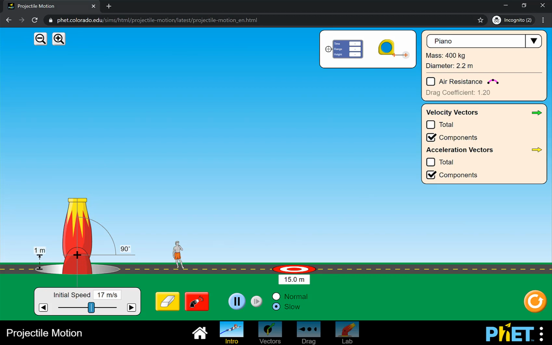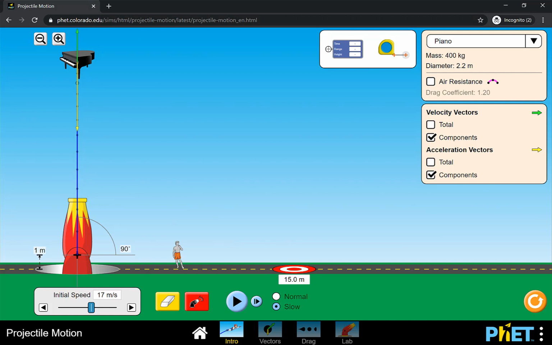I want you to notice what happens to these vectors as it is going up. You may even make a prediction right now. If you did it, great. So let's do it. Here it goes. Now notice, first things first, the green arrow, which is your velocity vector, is decreasing. It's shortening. So the piano's losing speed as it's climbing up to its maximum height.